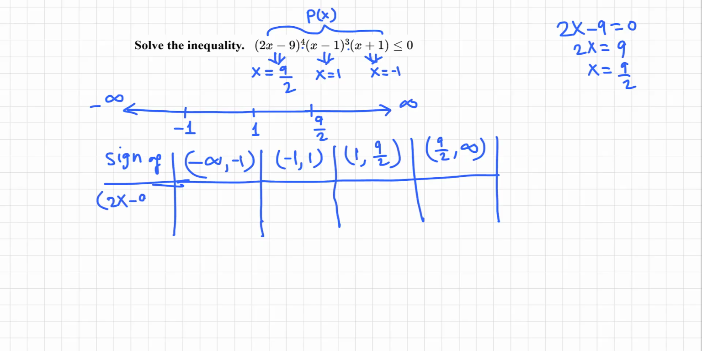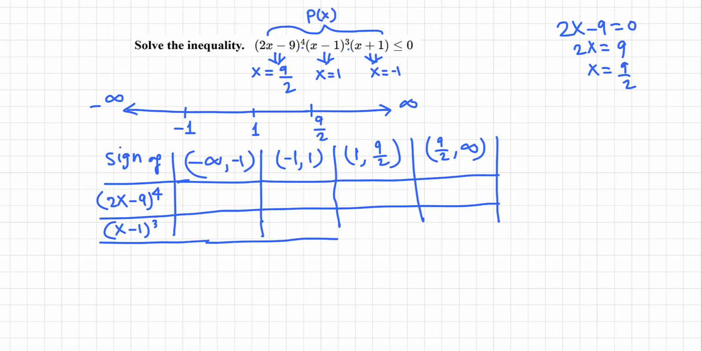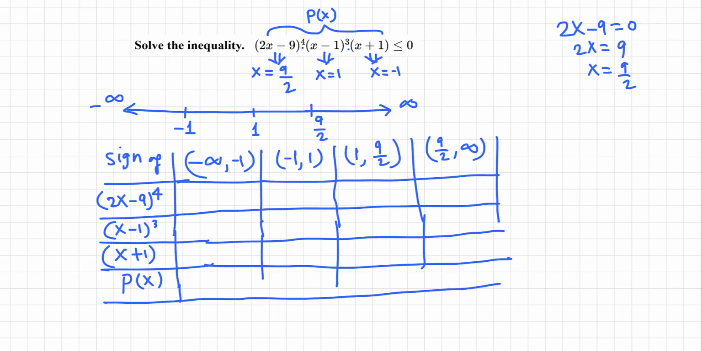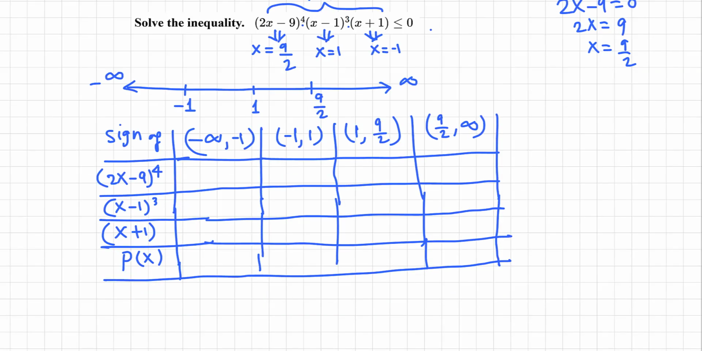So 2x minus 9 to the 4th, that's the first. Then x minus 1 cubed, then x plus 1, and the product of these 3 factors. So this product, let's call it p(x). And we want the sign of p(x) to be negative, because less than or equal to 0 means we want it to be negative.